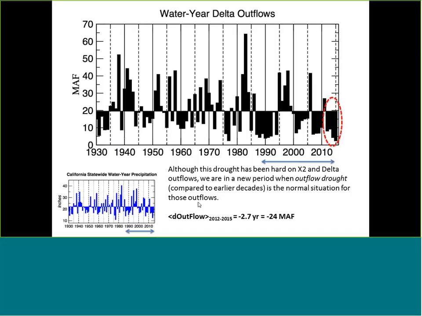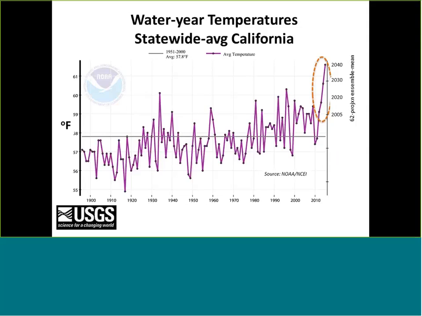And again, just converting everything I can into the same units. You see down there at the bottom that the accumulated delta outflow deficit has been about 2.7 years behind over those 4 years, and about 24 million acre-feet of water behind.